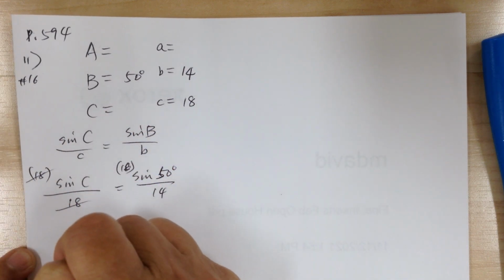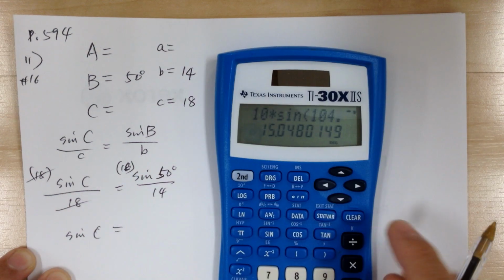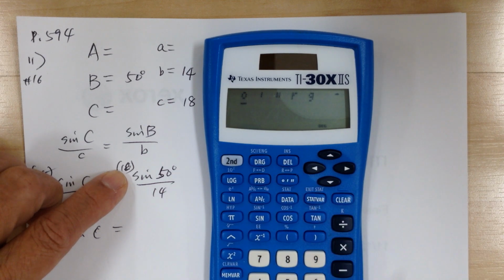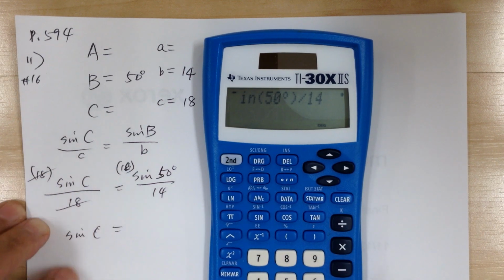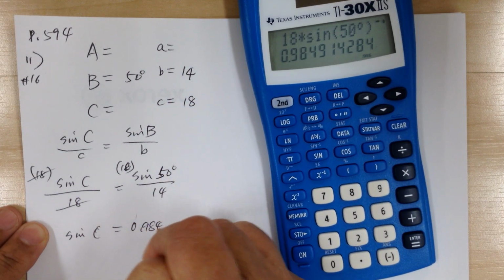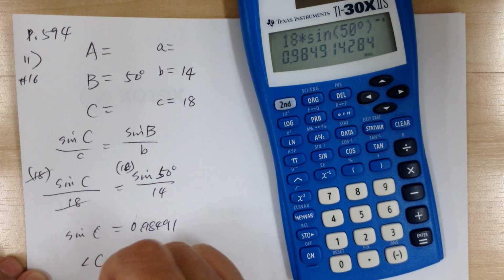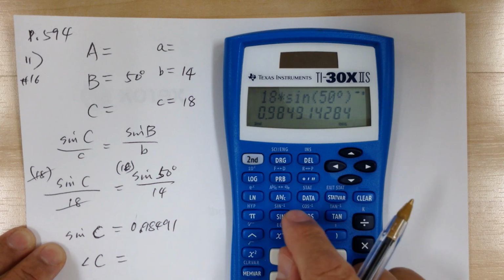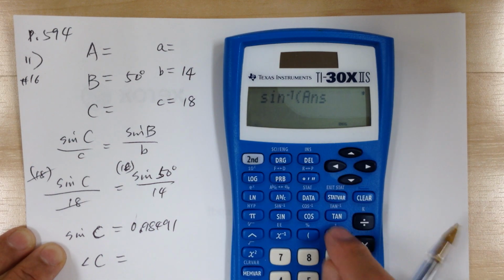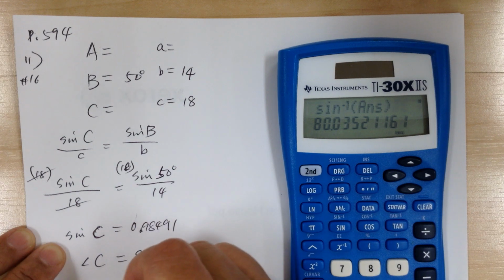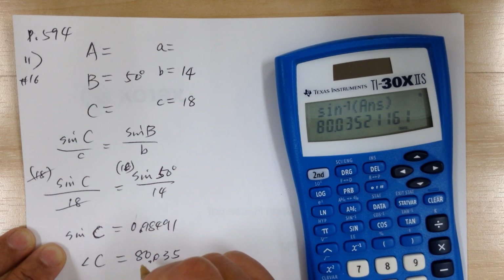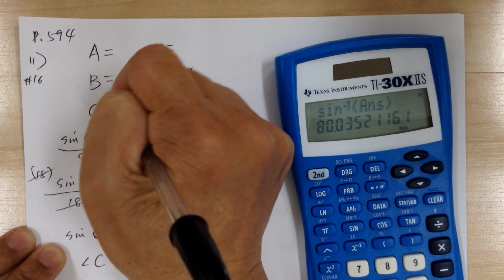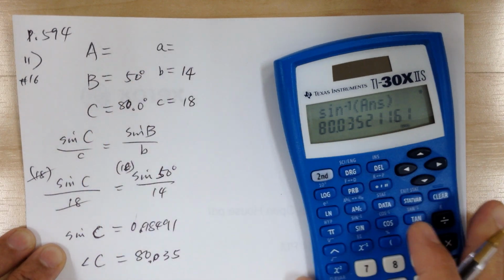So this will cancel out. Sine C equals, get a calculator, 18 times sine of 50 degrees divided by 14, equals 0.98491. So angle C equals, you have to use the second function: second sine of the answer I got before, equals 80.035. You want to round it off to one decimal place, so angle C would equal 80.0 degrees.